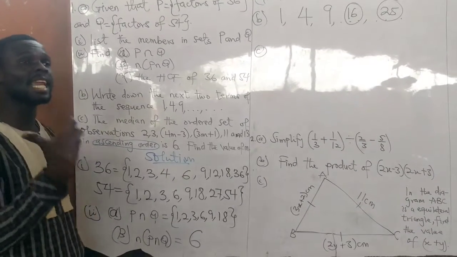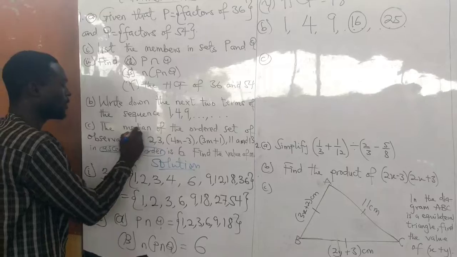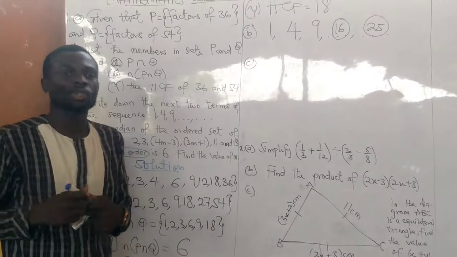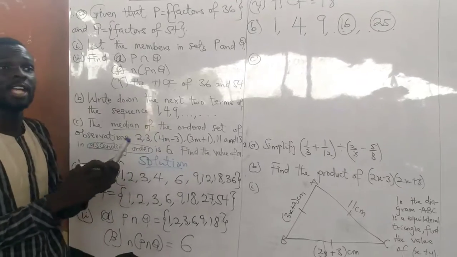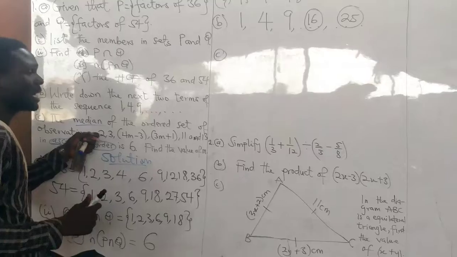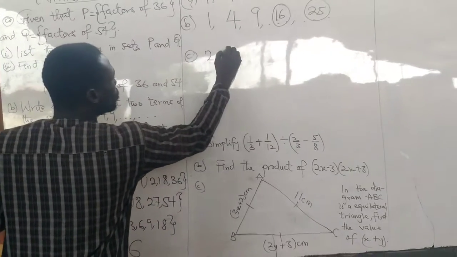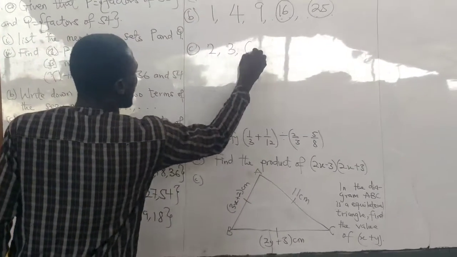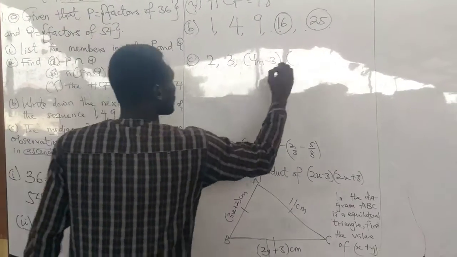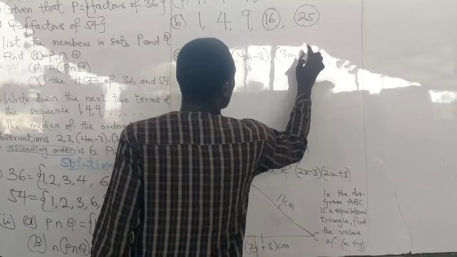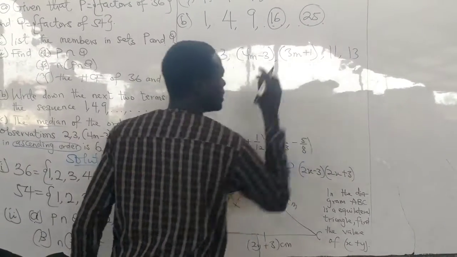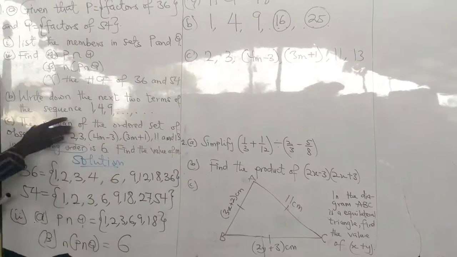And we know that anytime we are calculating the median of a set of data, we have to arrange them in ascending order. So since this has already been arranged for us, we just list the data that has been given. We have 2, 3, 4m minus 3, 3m plus 1, 11, and 13. We have to calculate the median.